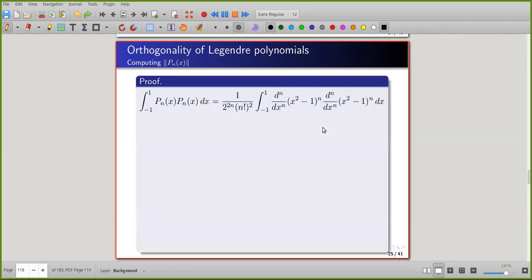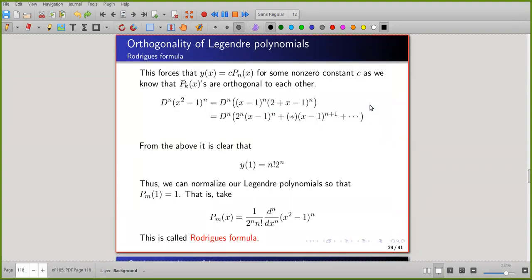So now let us use this formula to compute the norm of pn of x. To compute the norm square, we have to take pn of x, multiply it with itself, and integrate from -1 to 1. This is the coefficient, and the integral goes from -1 to 1. This is just the definition, so you can go back to the previous slide. Okay, I'm sorry, this should be pn, I think.